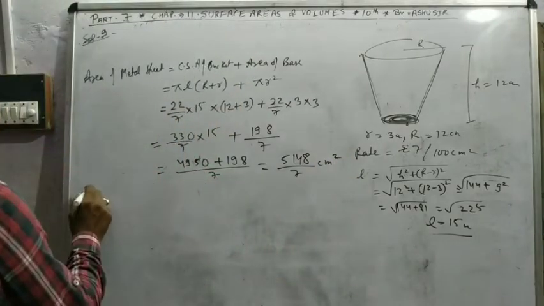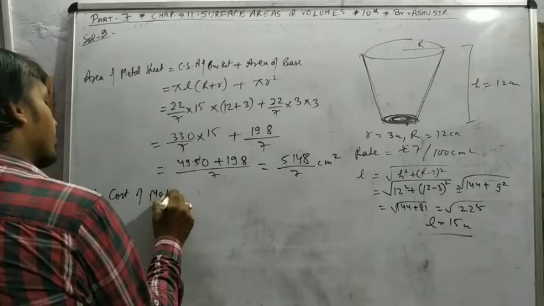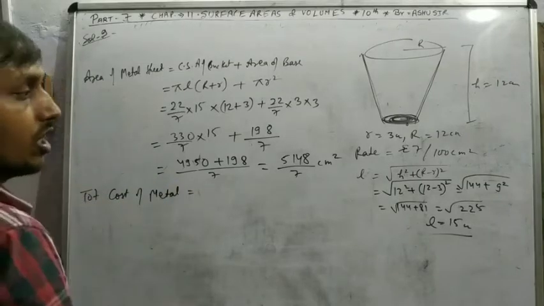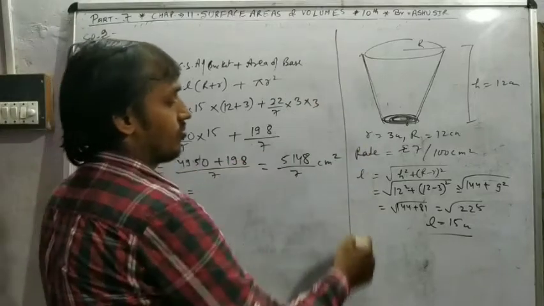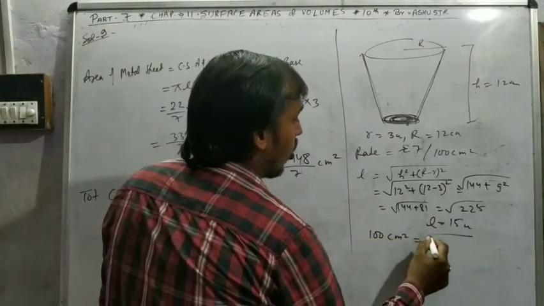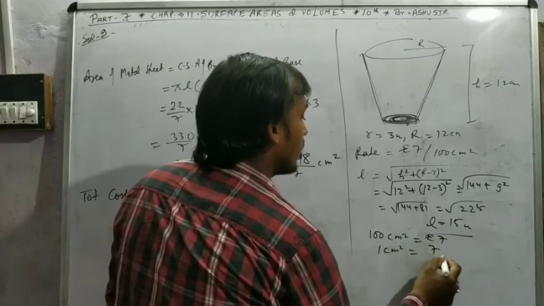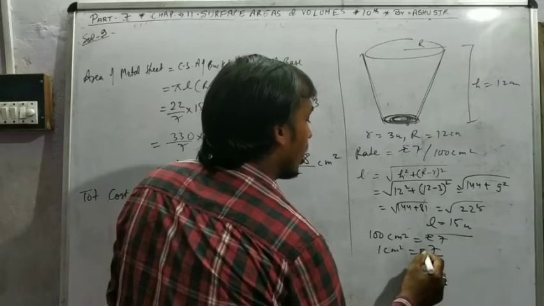This is centimeter square. So total cost of metal. If I say 100 centimeter square costs ₹7, so 1 centimeter square costs 7/100 rupees.